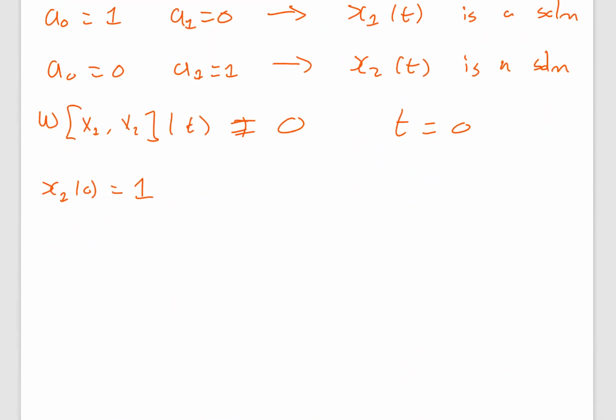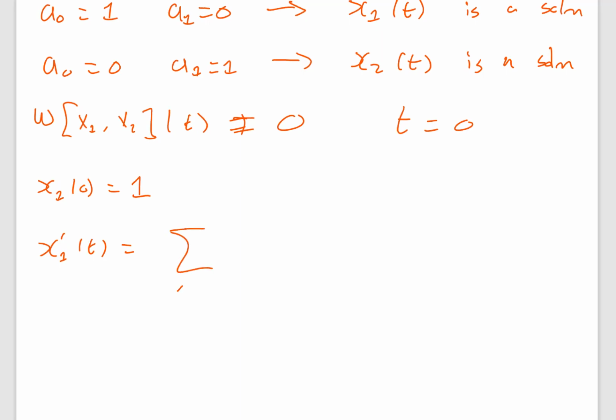Now for x1 prime of 0, I need to compute x1 prime of t. Okay, so x1 prime of t is going to be the sum n equals 0 to positive infinity of minus 1 to the power of n over 2n factorial, times 2n times t to the power of 2n minus 1. Okay, so now observe what's going to happen. Well, when n is equal to 0, this term is equal to 0 because that n is equal to 0. So we can start the summation when n is equal to 1.